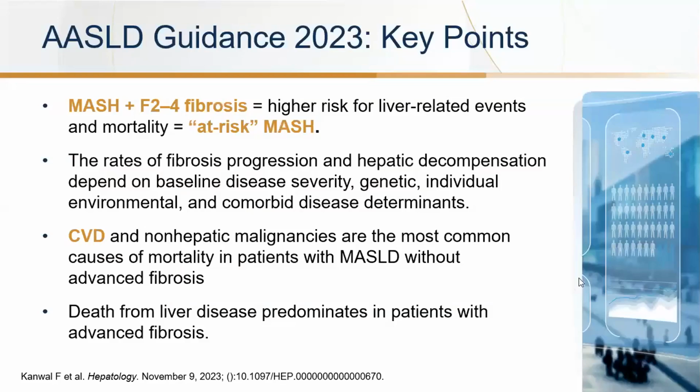So some key points. Patients with moderate to advanced fibrosis are at higher risk for liver-related events and mortality. The rates of fibrosis progression and hepatic decompensation depend on where they are at baseline, their genetics, their environment, their underlying comorbidities. And cardiovascular disease and non-hepatic malignancies are most common in patients with MASLD that do not have advanced fibrosis. But death and liver disease predominates in patients with advanced fibrosis.